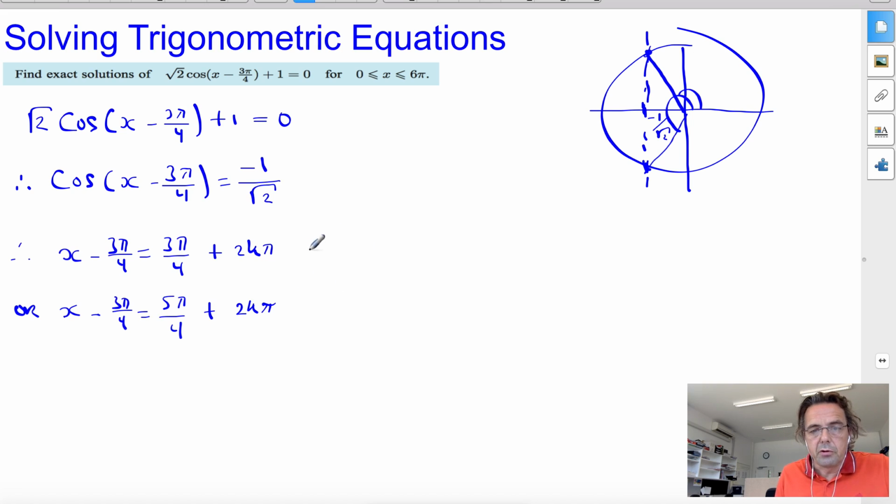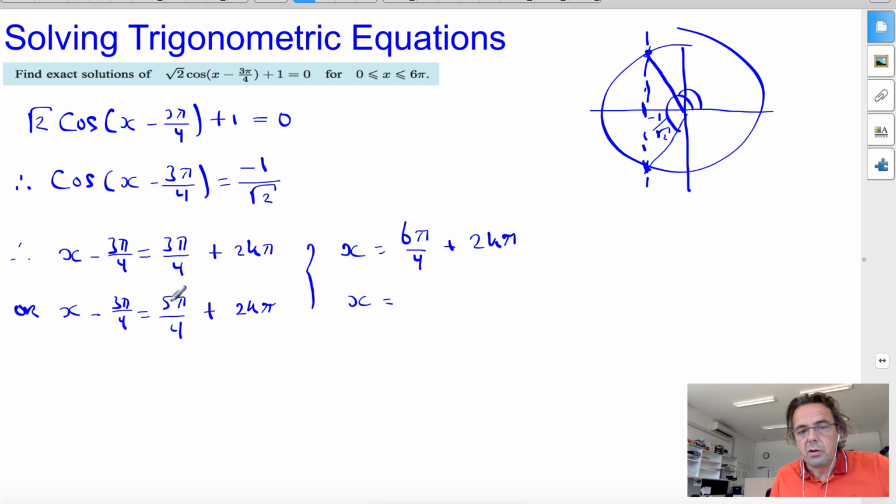Now let's take this one step further. If x take 3 pi over 4 equals 3 pi over 4, then x needs to be 6 pi over 4. The 3 pi over 4 goes to the other side. And every 2 pi, the solution repeats itself. This one here, x is 8 pi over 4. So that's 4 pi over 2, that's 2 pi. And every 2 pi, it repeats itself. That's called the general solution.